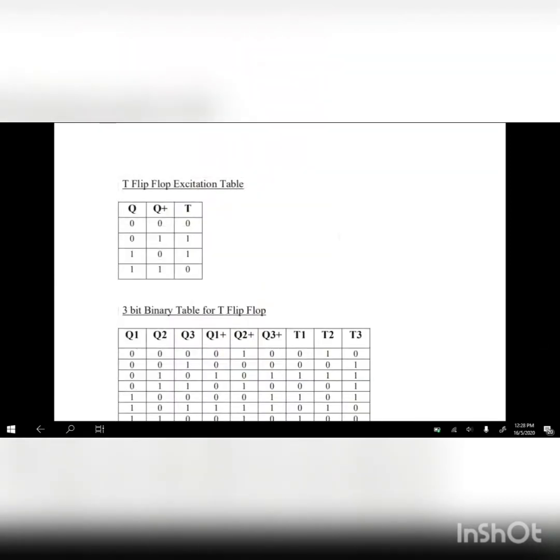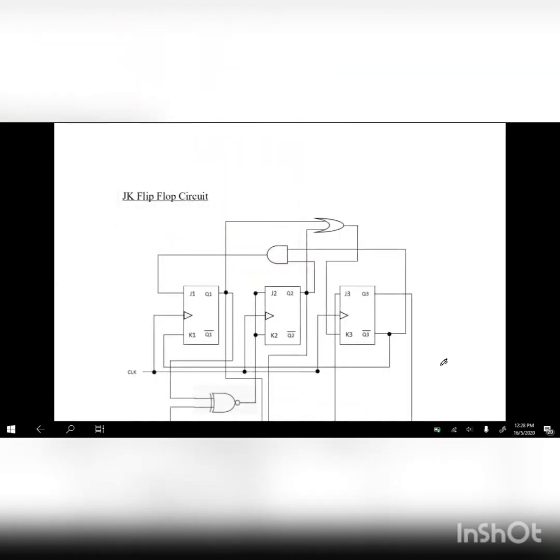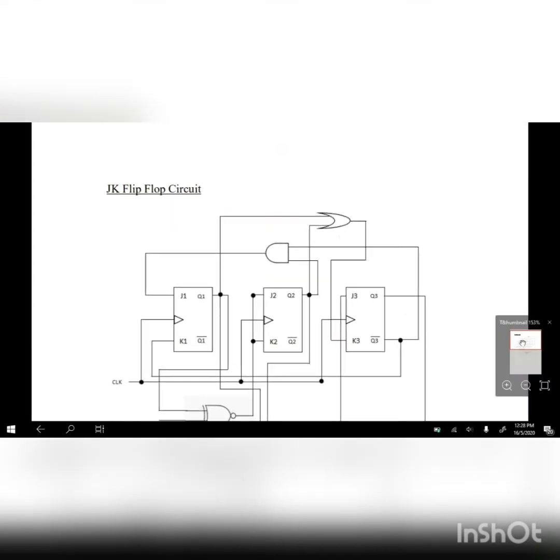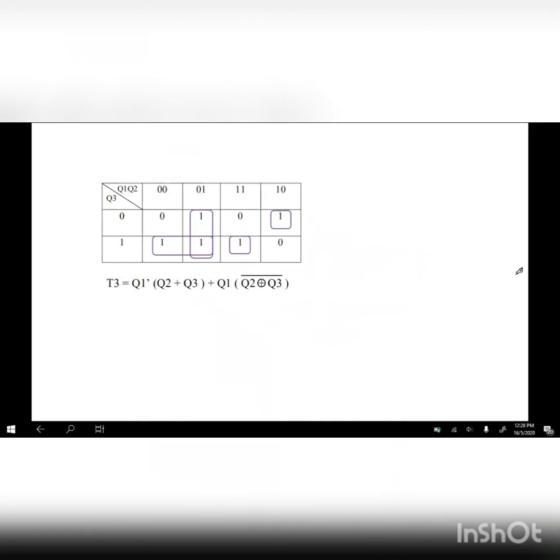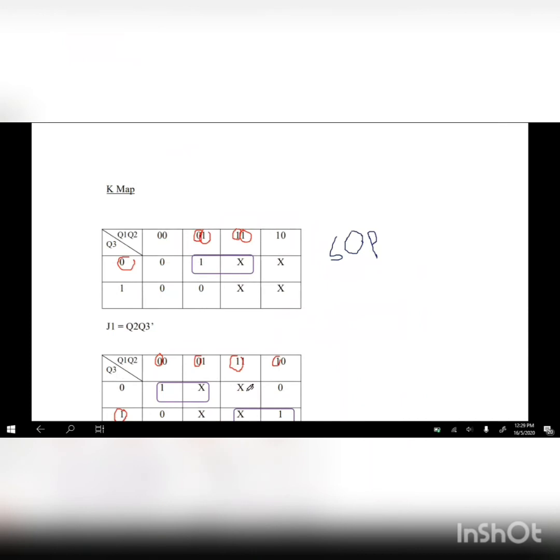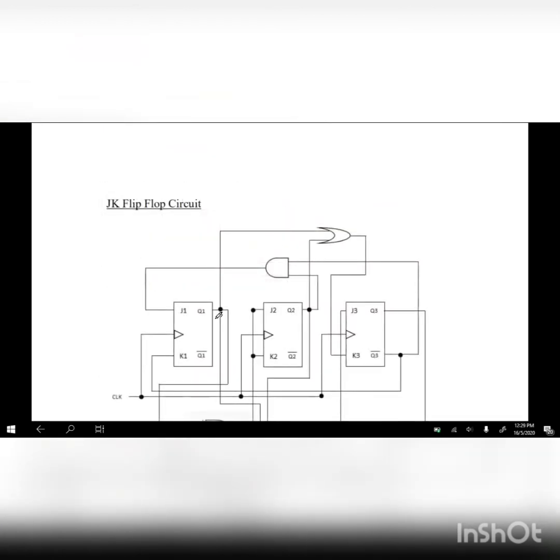Now we're going to look at the JK flip-flop circuit. As I said, J1, K1, J2, K2, J3, K3. There are 3 because it's a 3-bit binary. Let me teach you how to build this circuit. According to this, J1 is Q2 and Q3 prime, so the inputs come from Q2 and Q3 prime. Since it's an AND gate, you use this AND gate, and the output goes to J1.